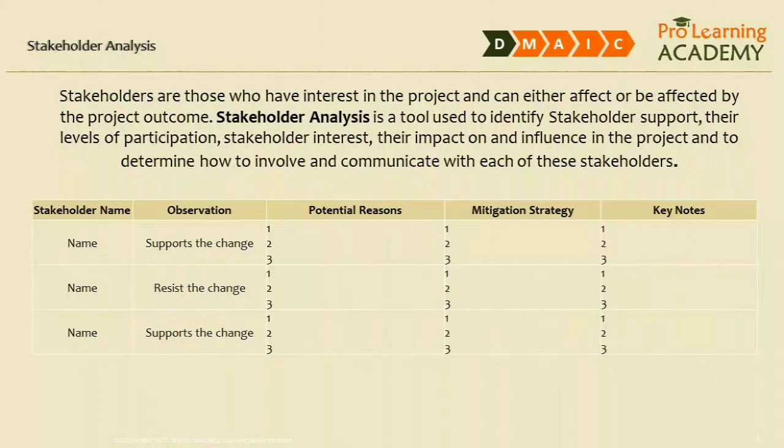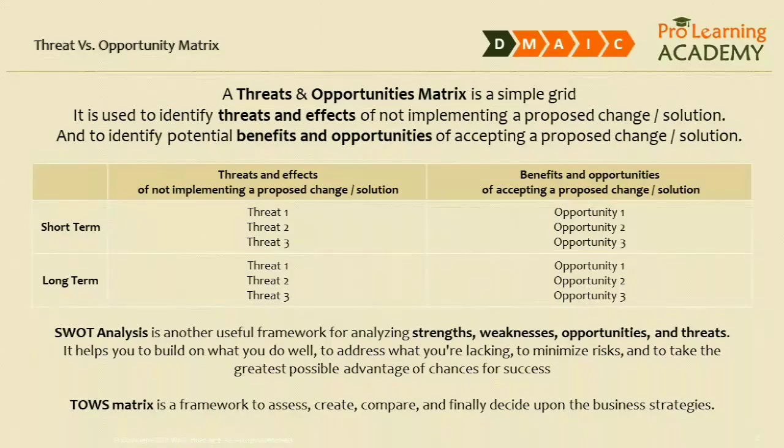So let's say your stakeholders, if somebody would support the project, then how you would make the best use of it. But if somebody is not supporting the project, then you would understand the reasons, the potential reasons, and you would also look at mitigation strategy because you want to complete the project. So this stakeholder analysis is important. And with that, you would also look at threat and opportunity metrics.